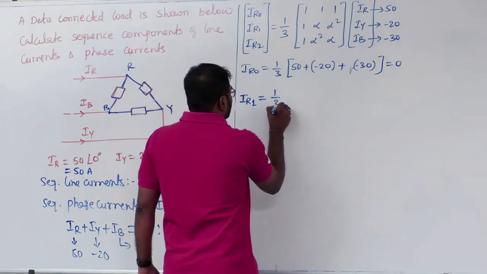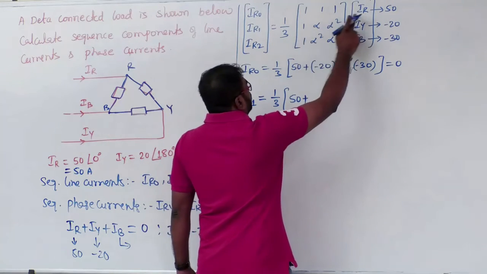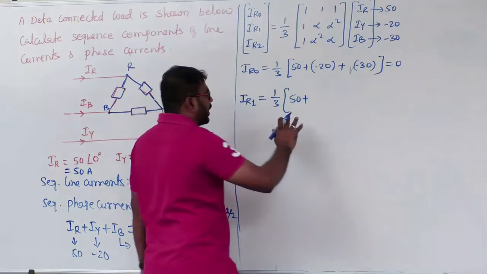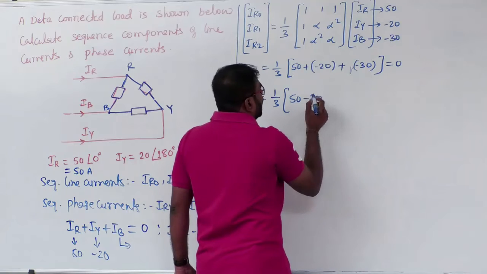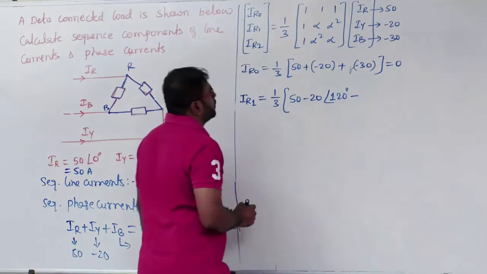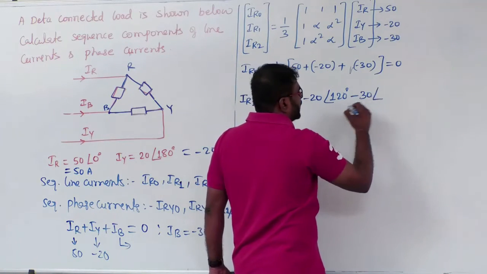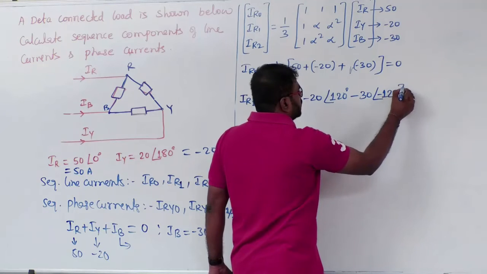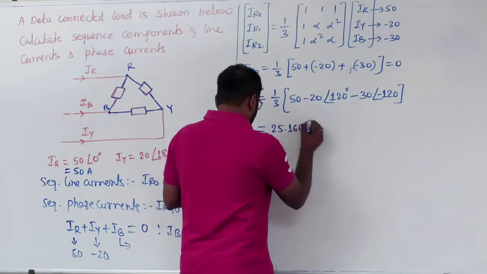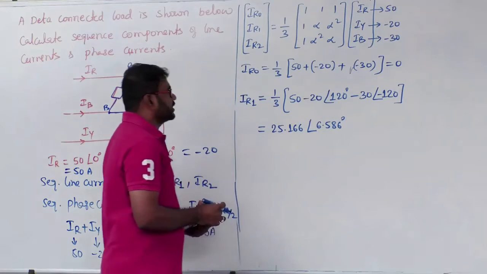Now let's see what is IR1. IR1 equal to 1 by 3 times 50 plus minus 20 into alpha, that is minus 20 alpha. Alpha is 1 at an angle 120, so 20 at an angle 120 degrees, plus alpha square into minus 30, that means minus 30 alpha square. Alpha square is 1 at an angle minus 120. If I solve this, we get 25.166 at an angle 6.586 degrees. That is IR1.